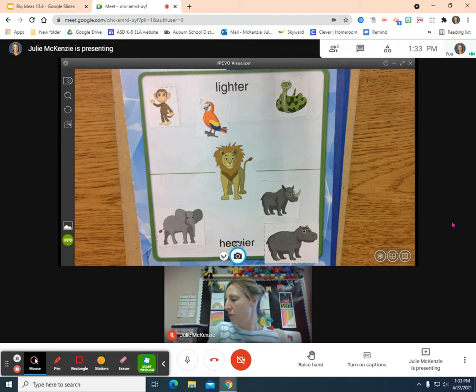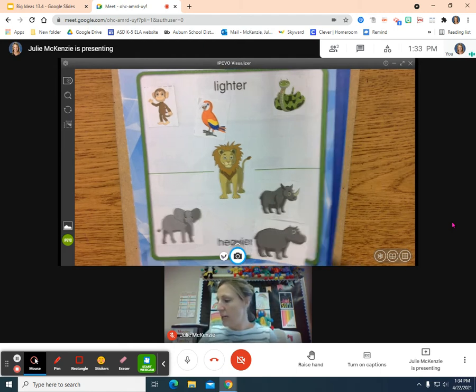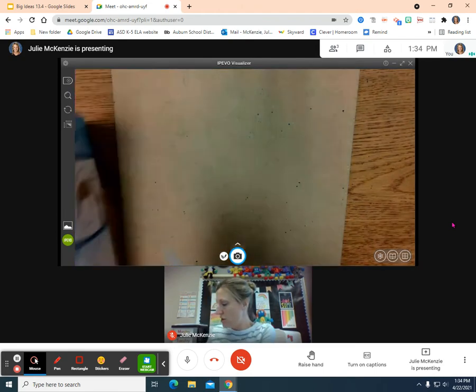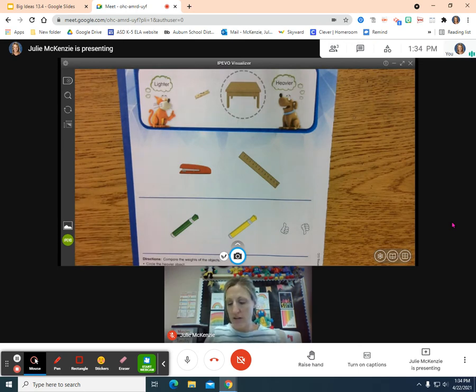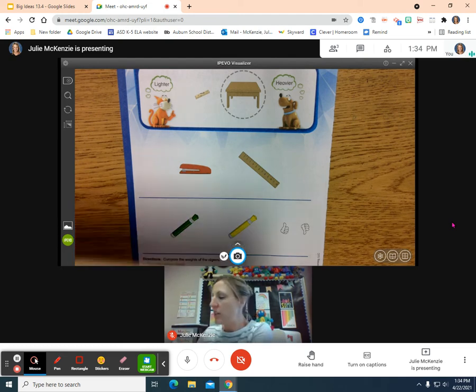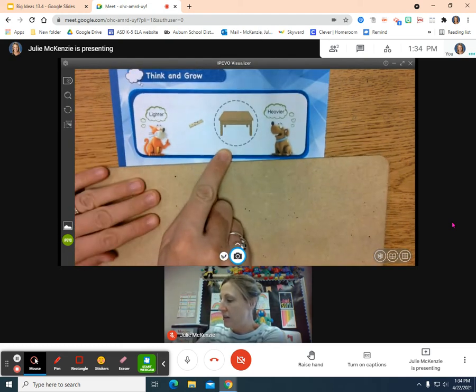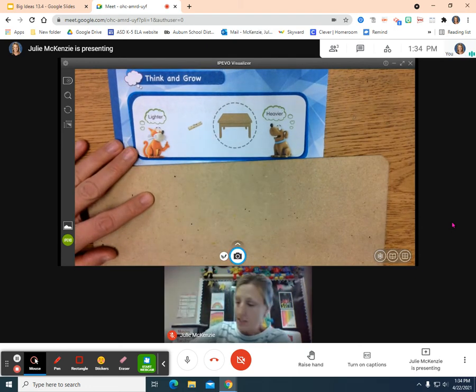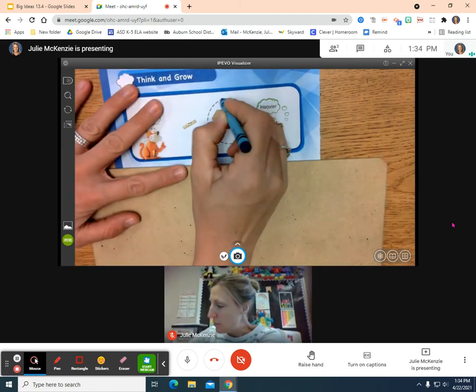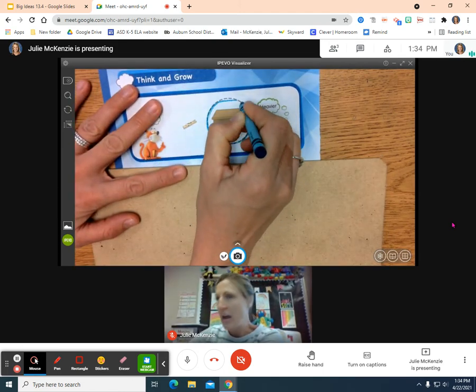All right, I want you to open up your math book, please, to page 660. Page 660. You're going to see some pictures that look like this. And we need to think about which pictures here are the heavier item. So the example is already done. There was what's called a clothespin and a table. And the table is heavier, so the table gets circled. We're going to circle the heavier items.